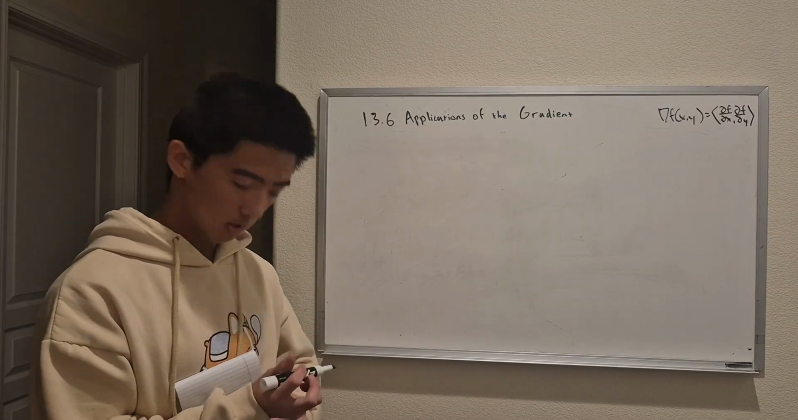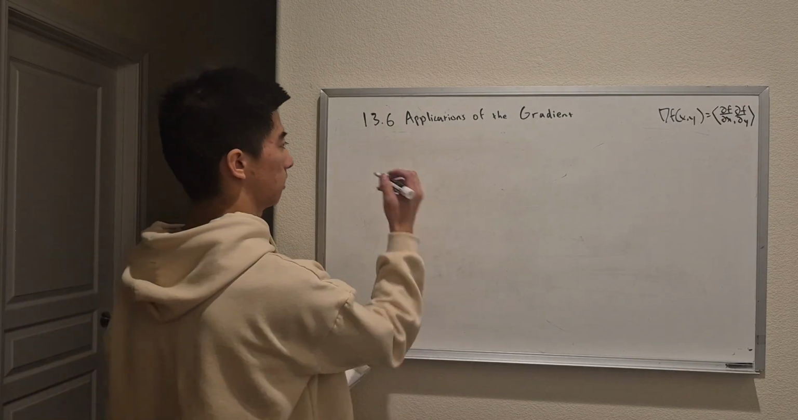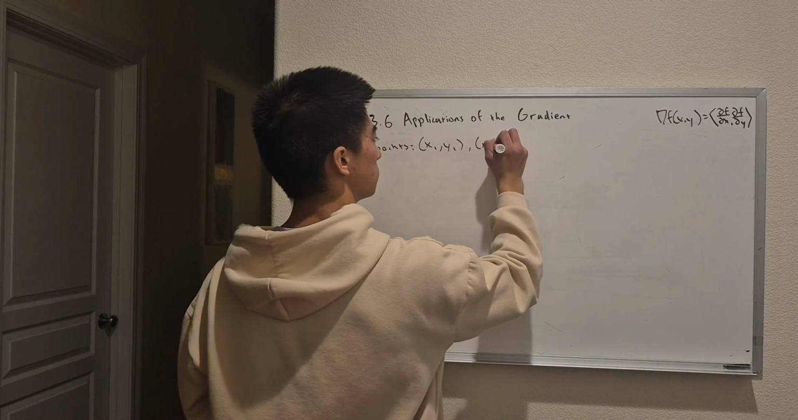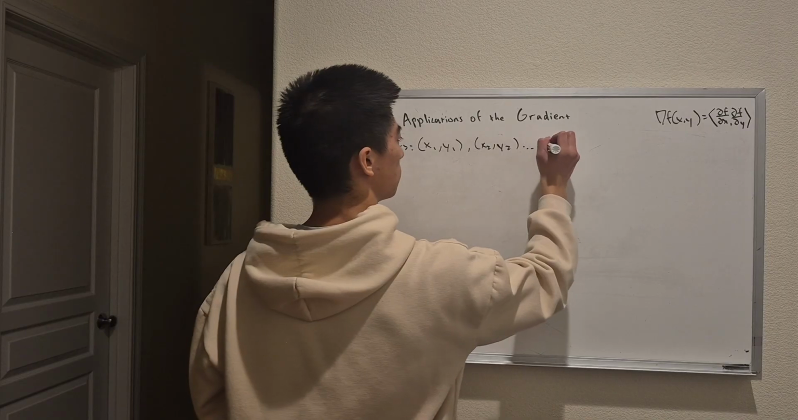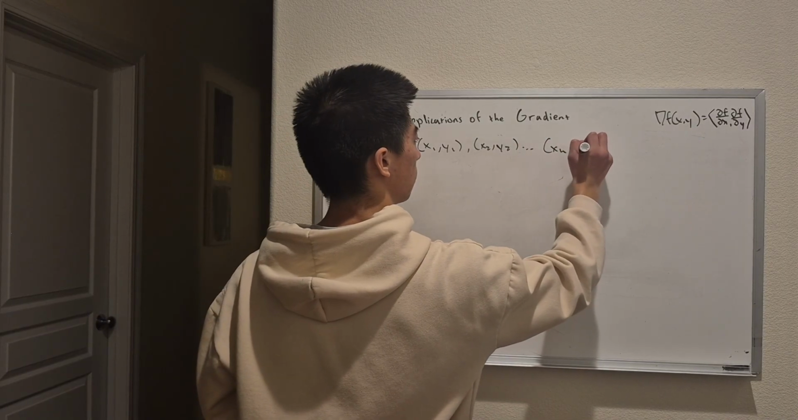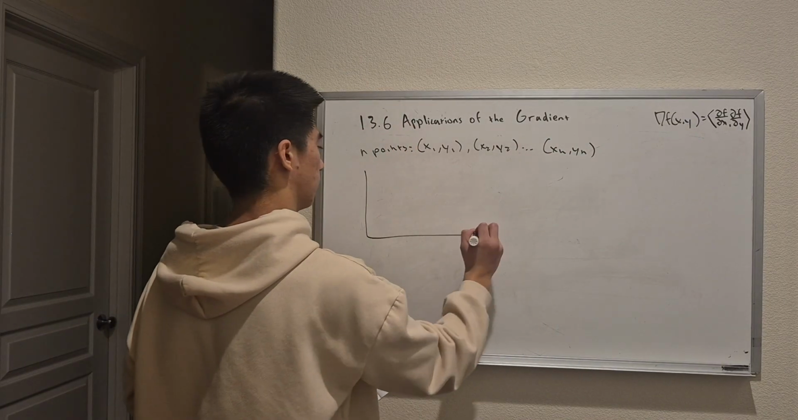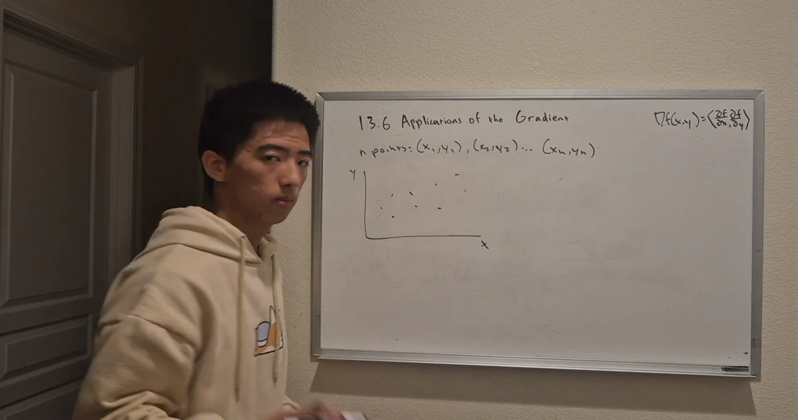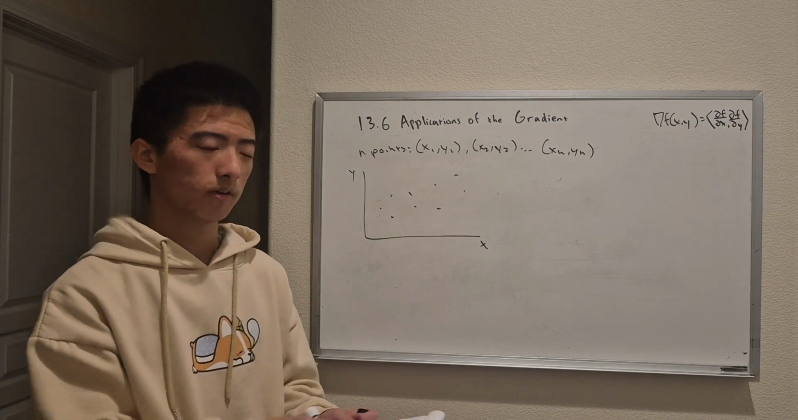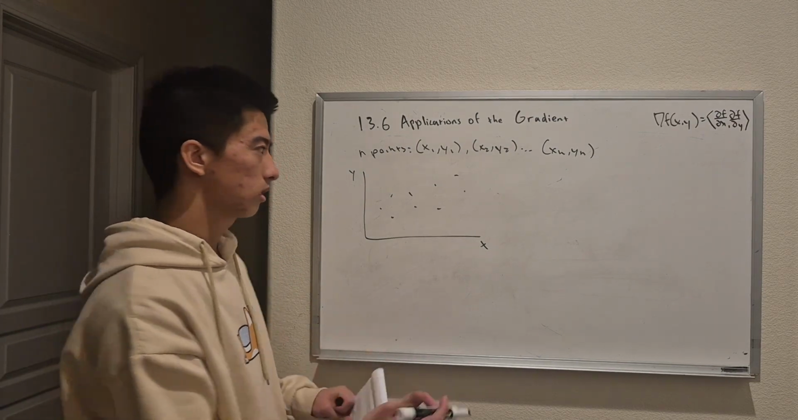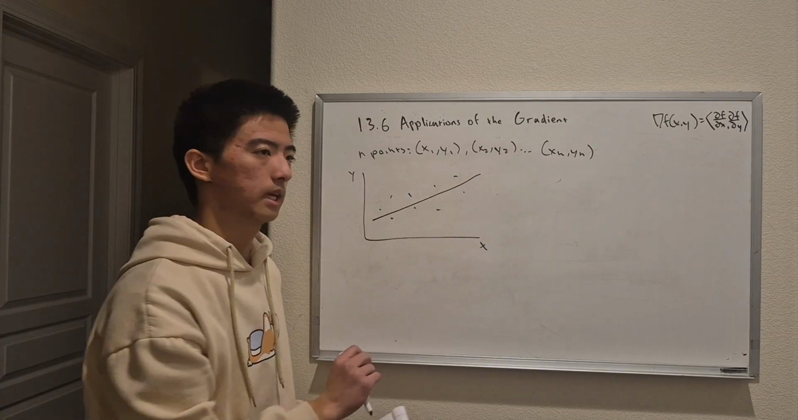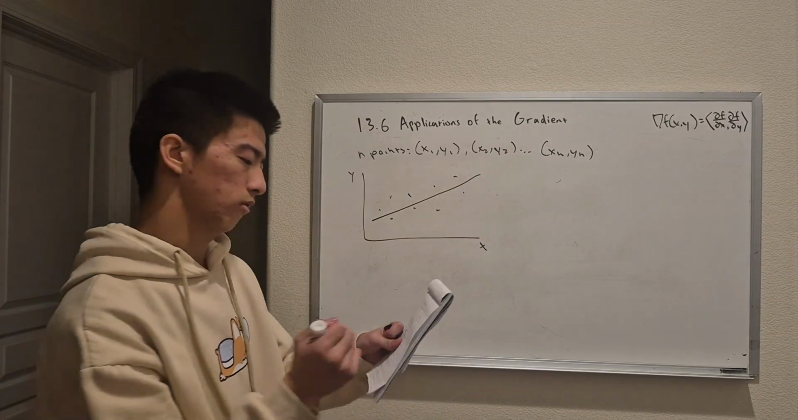Alright, so now I want to talk about a different application of gradients, which is linear regression. So let's say we have n points on the xy plane, (x1, y1), (x2, y2), and so on till (xn, yn). So let's say we have the xy plane here, we have a bunch of points here. You might have seen this before, but if we want to find the line of best fit, we're trying to find a line that most accurately describes the trend of our data. And let's show how to do this with gradients.